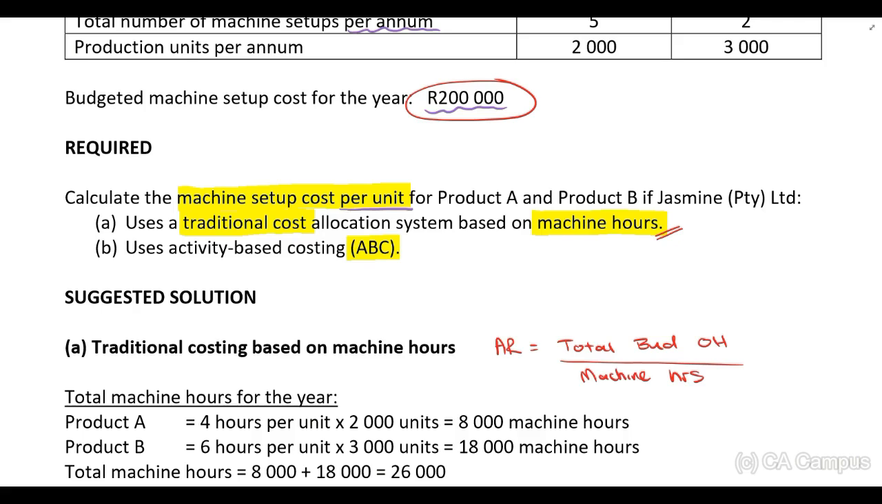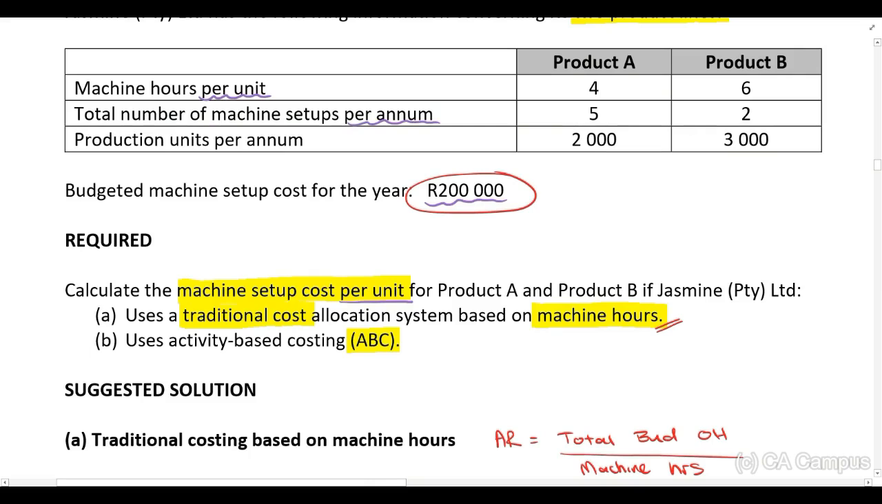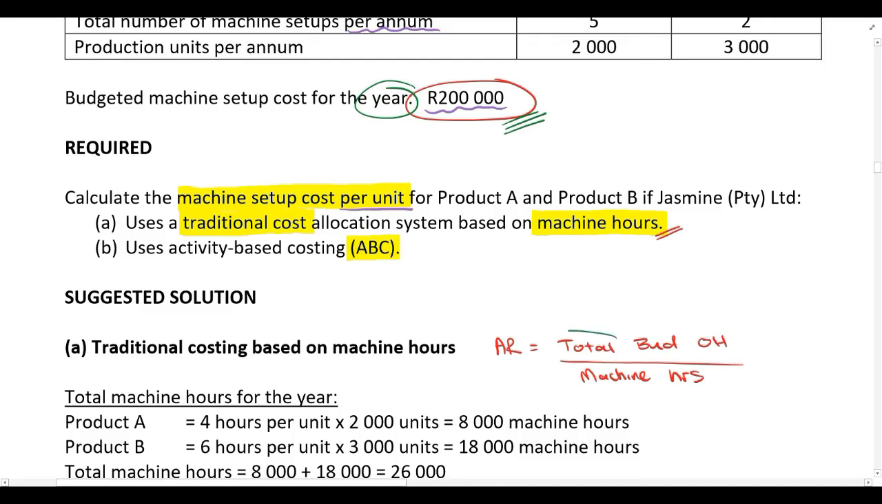Now, please be careful. The mistake a lot of people make when they divide by machine hours is they say product A is 4 hours, product B is 6 hours. They add that together and they get a total of 10 hours. That's complete garbage. That gives you nothing. Please don't do that, guys. You are taking a total cost over here for the entire year. The total budgeted cost for the whole year is 200,000 Rand. If we want to work out an allocation rate, you need to be consistent. You take the total cost for the whole year and you divide by the total machine hours for the whole year.